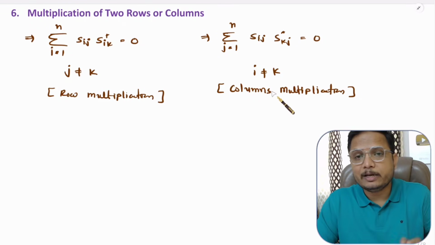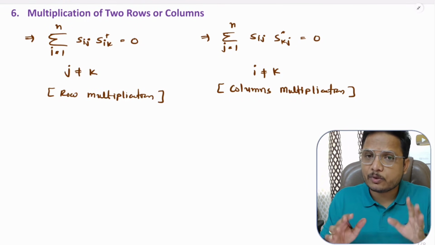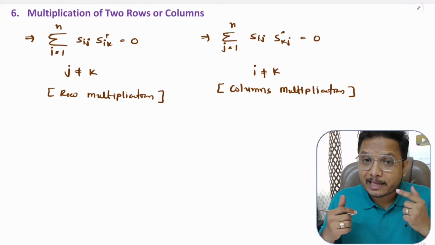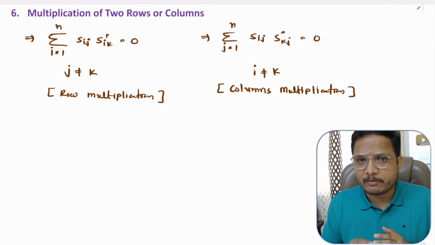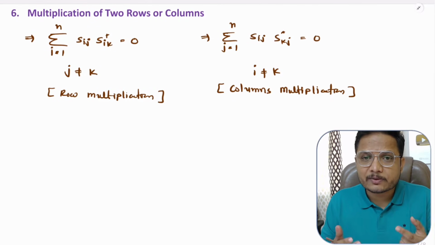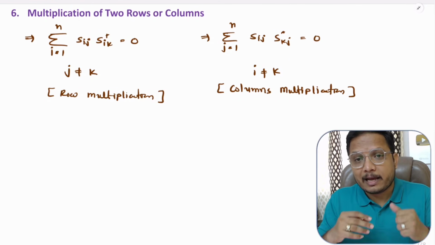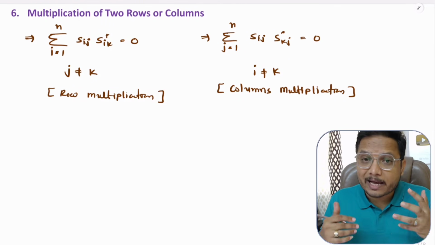So that is how in total 6 properties are there, and using these 6 properties one can easily understand any microwave devices. So in future coming videos I'll be solving a few problems, and after that I'll explain microwave devices using these properties.